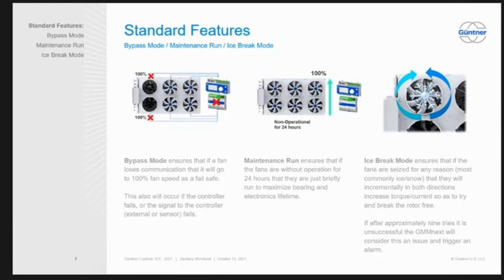So the bypass mode is, what we do is we run individual Modbus lines from each fan directly to the controller. What that does is, if one of the lines of communication gets severed to a fan, then that fan will go into bypass and spin at 100%. It'll also let us know which fan is doing that. If a critical sensor or the controller fails, all fans will ramp up to 100%.